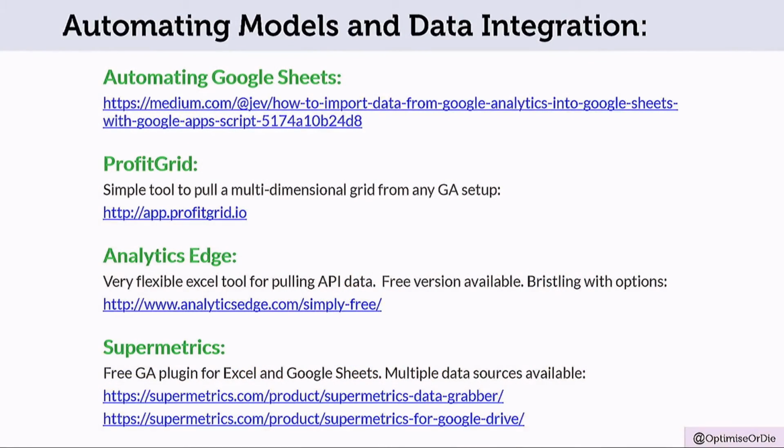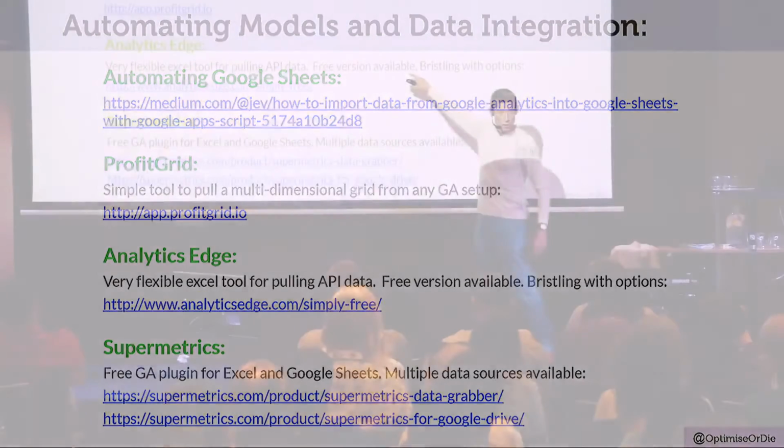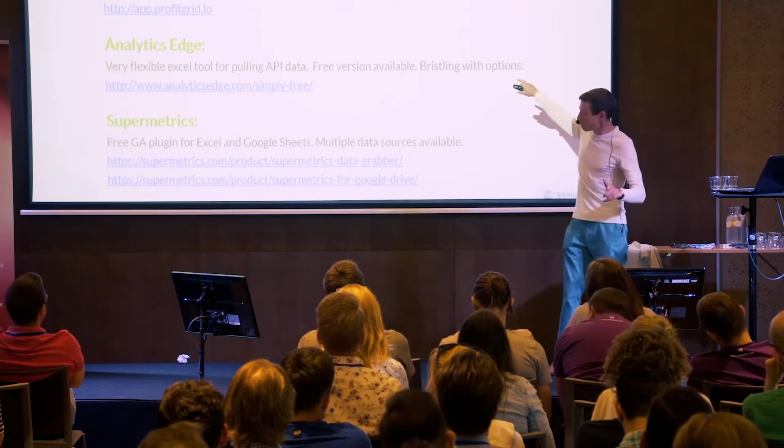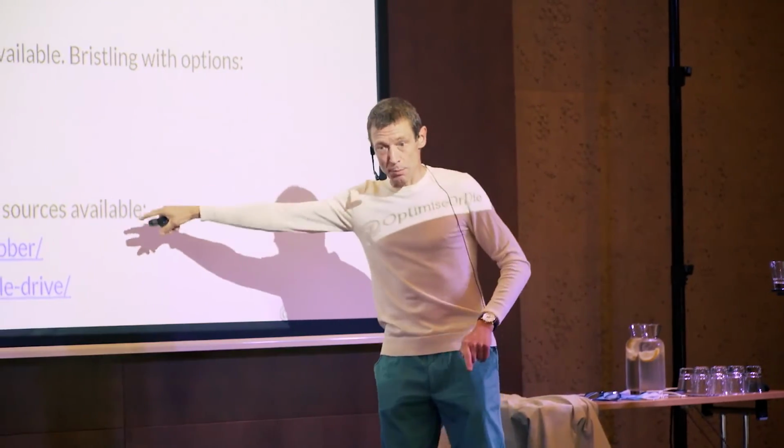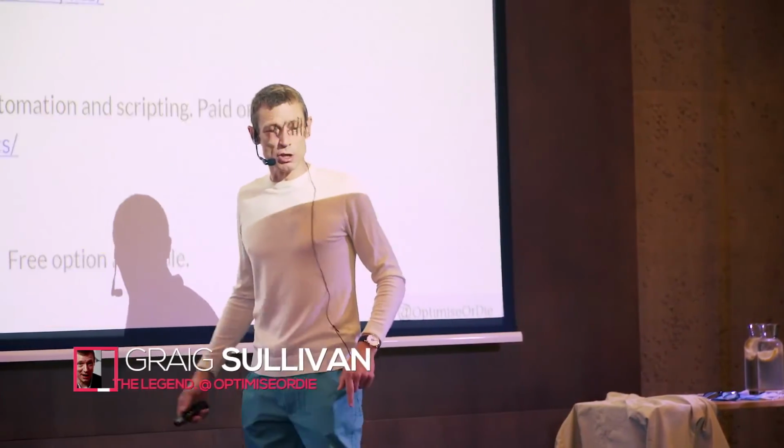There's an explanation of how to automate Google Sheets. And there are a couple of tools here. Analytics Edge, which is a brilliant tool. Charles uses it all the time, bristling with options. Supermetrics as well, also very good.